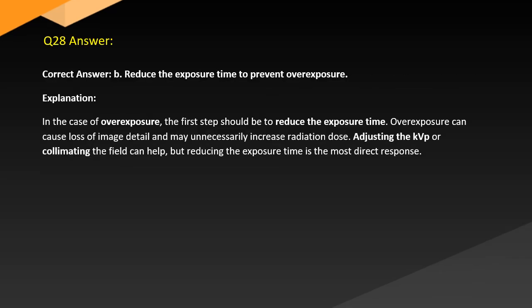Answer. Correct answer: B. Reduce the exposure time to prevent overexposure. Explanation. In the case of overexposure, the first step should be to reduce the exposure time. Overexposure can cause loss of image detail and may unnecessarily increase radiation dose. Adjusting the kVp or collimating the field can help, but reducing the exposure time is the most direct response.